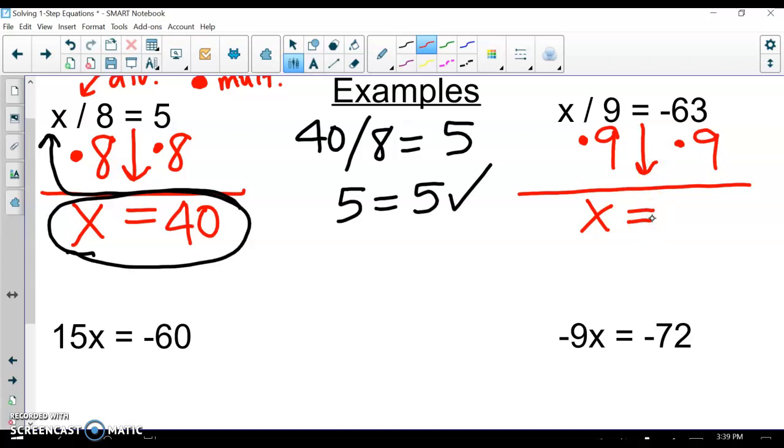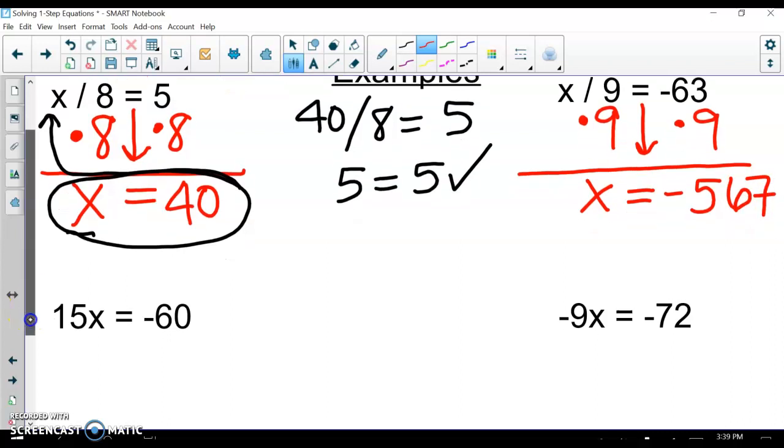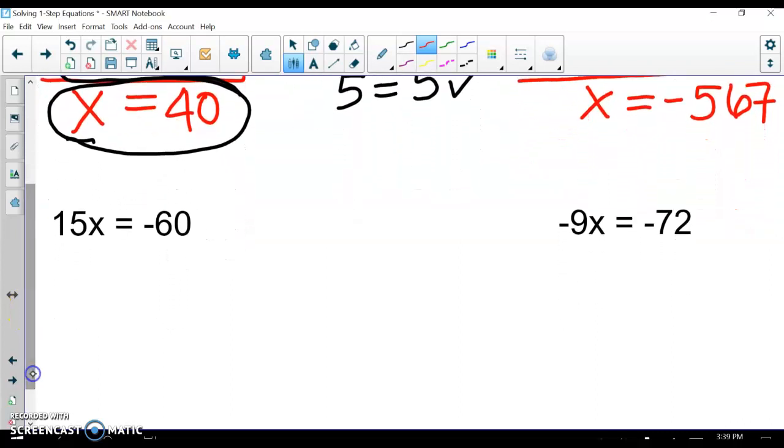Oh man, negative 63 times 9. That's quite a big number. So let's grab our calculators and we're going to do negative 63 times 9. And what we get is equal to negative 567. All right. So now we are going to switch gears just a little bit.